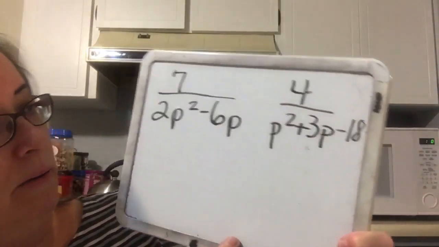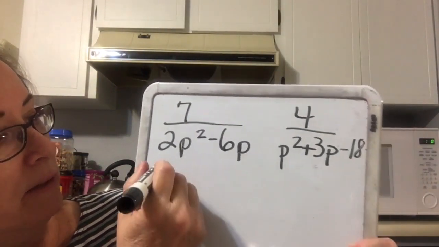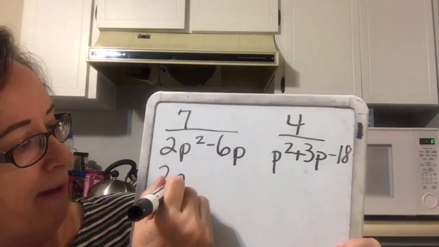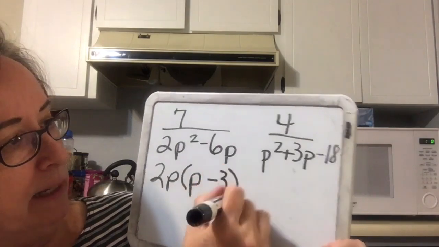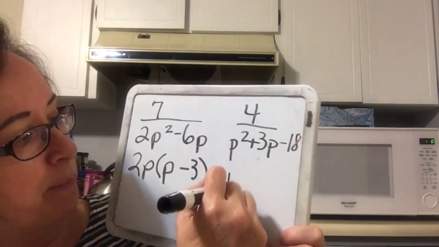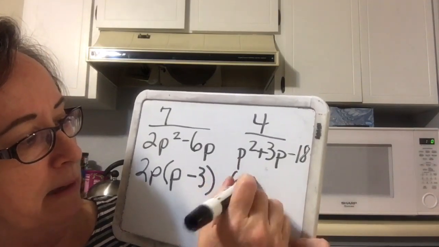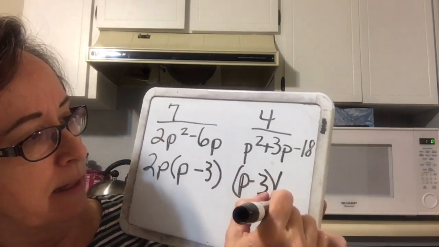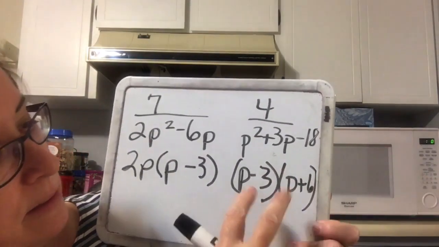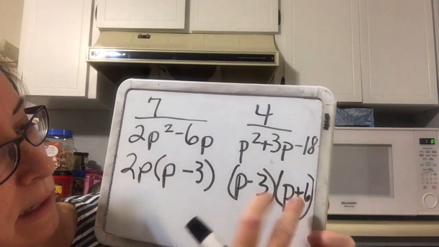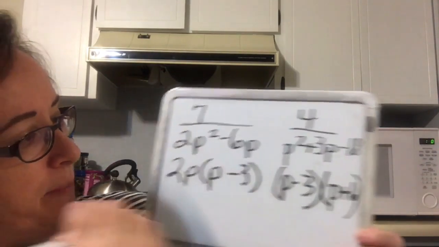Okay, so now we have this denominator, 2p can be factored out, and we get a p minus 3. On the other side, we have a p minus 3, p minus 3, and a p plus 6. So when we get the negative 18 and a positive 3p.